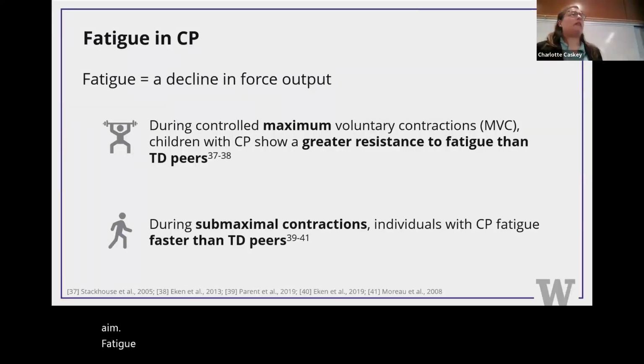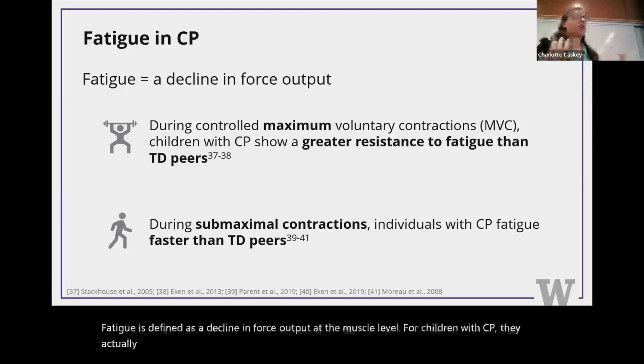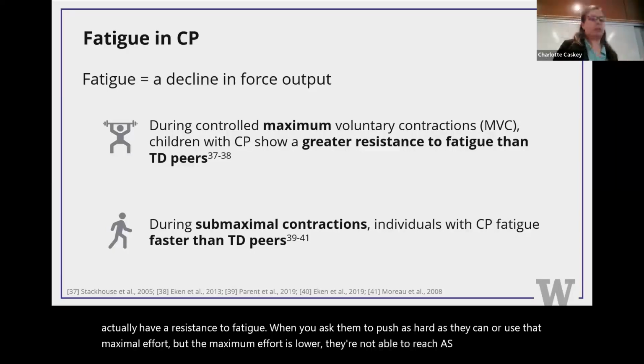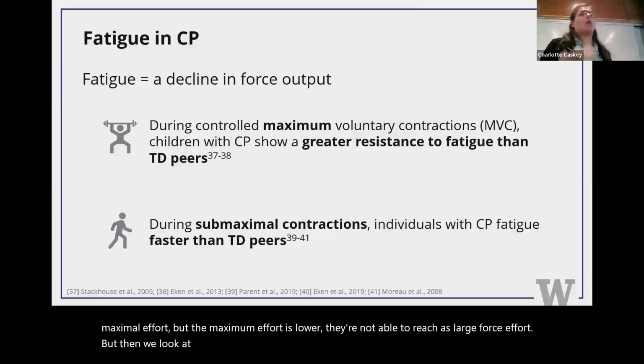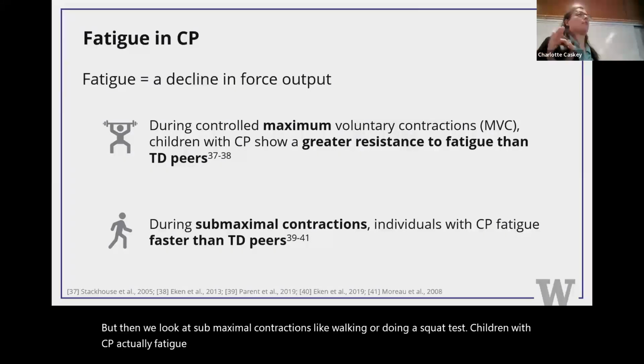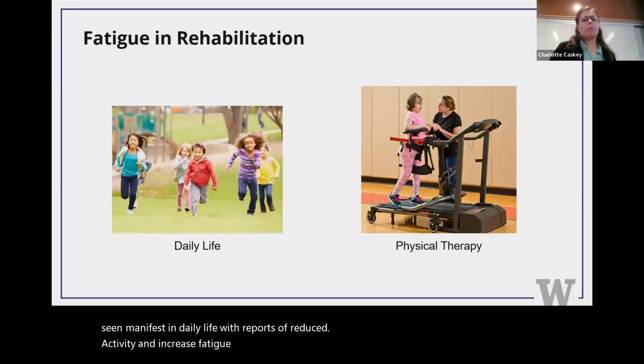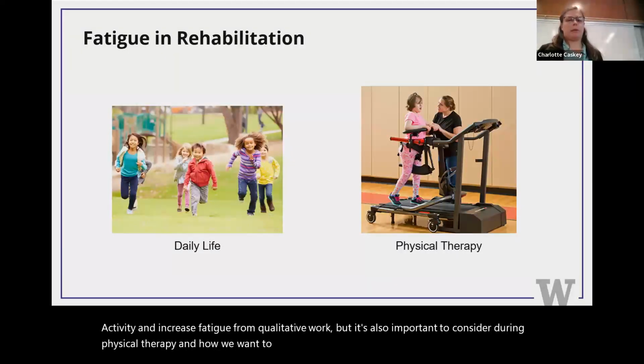Fatigue is defined as a decline in force output at the muscle level. Children with CP actually have a resistance to fatigue when you ask them to push as hard as they can or use maximal effort, but the maximal effort is lower. They're not able to reach as large a force effort. But when we look at submaximal contractions like walking or doing a squat test, children with CP actually fatigue faster. They're not able to do the task as repetitively as a peer. We've seen this manifest in daily life with reports of reduced activity and increased fatigue from qualitative work, but it's also important to consider during physical therapy and how we want to regiment the physical therapy.